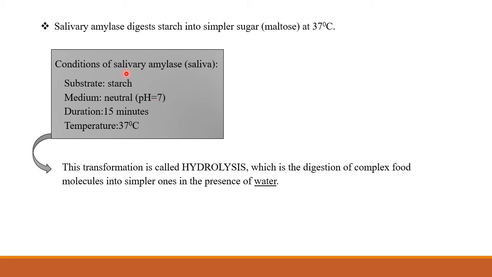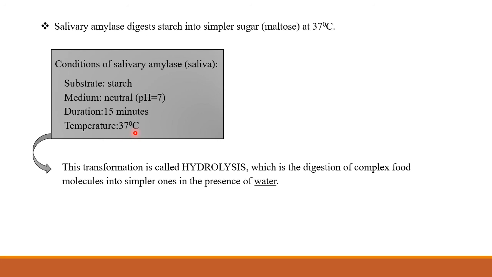The conditions of salivary amylase or saliva are substrate, starch, since it acts on a specific substrate which is starch and it digests it into sugar. Medium, neutral, pH equals 7 in the mouth. Duration, 15 minutes. It takes 15 minutes to digest starch into maltose. And at the body temperature 37 degrees Celsius.